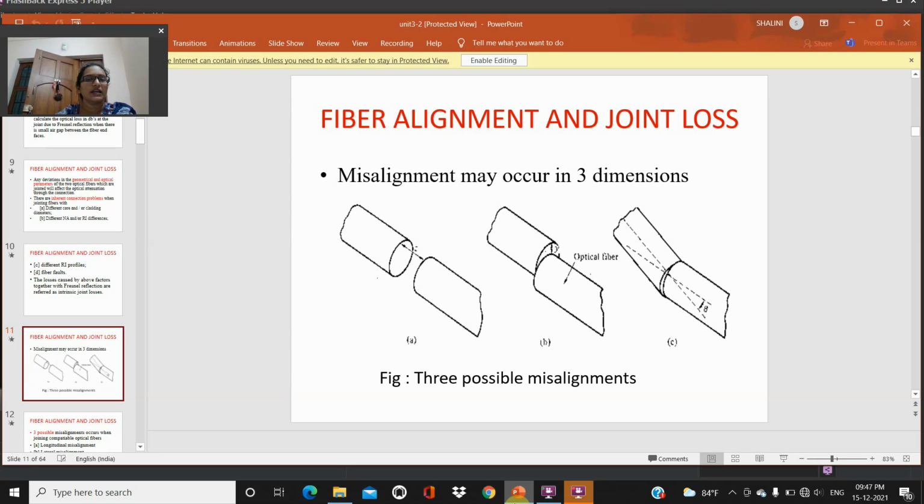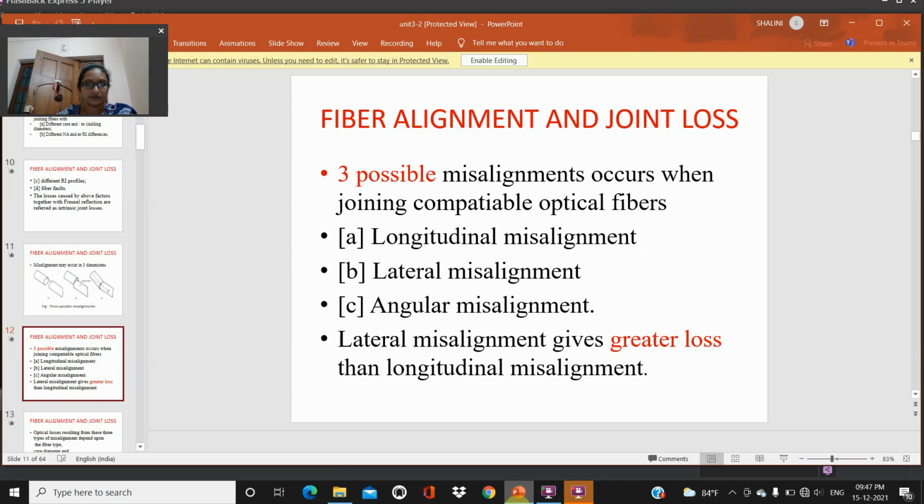Misalignment may occur in three dimensions, as shown in the figures. The three possible misalignments when joining compatible optical fibers are longitudinal misalignment, lateral misalignment, and angular misalignment. Lateral misalignment gives greater loss than longitudinal misalignment.